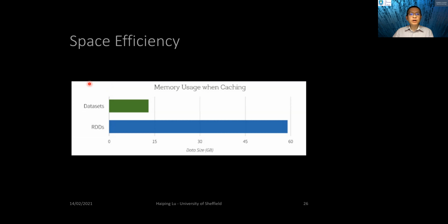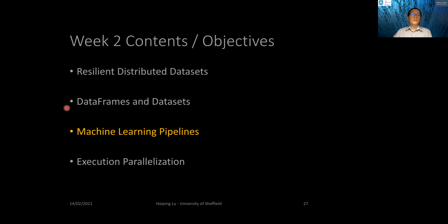And DataFrames also have high space efficiency. This is a figure comparing the memory usage when caching when we use datasets or DataFrames compared to using RDDs. It's much more space efficient. So that is the introduction to DataFrames and datasets.